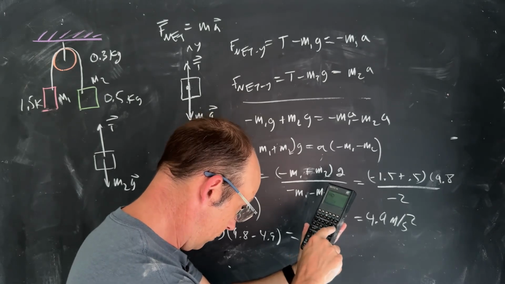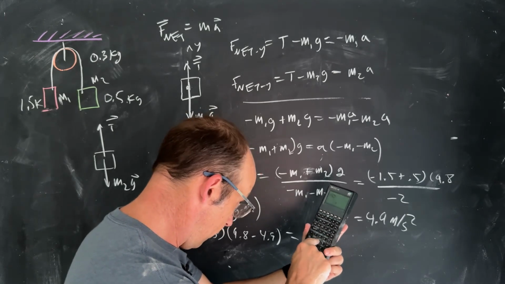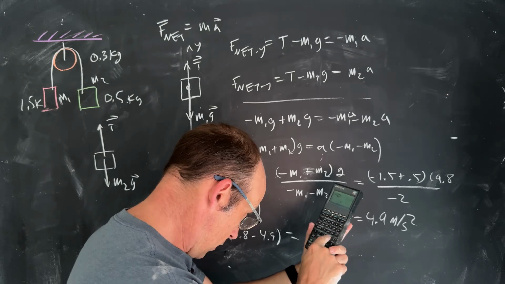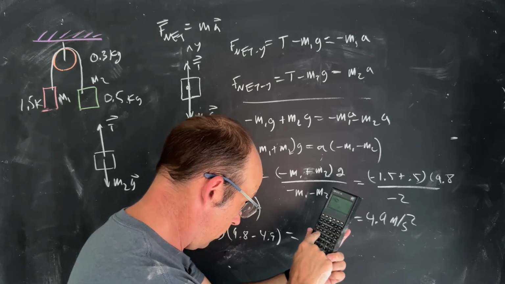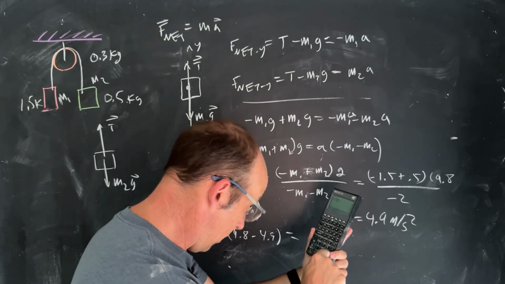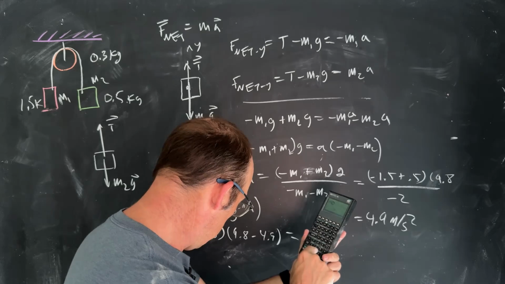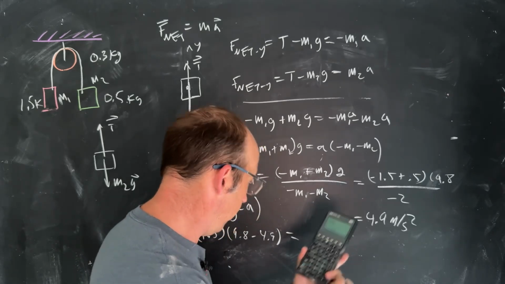1.5, enter, 9.8, enter, 4.9, minus, times, and we get 7.35 newtons.